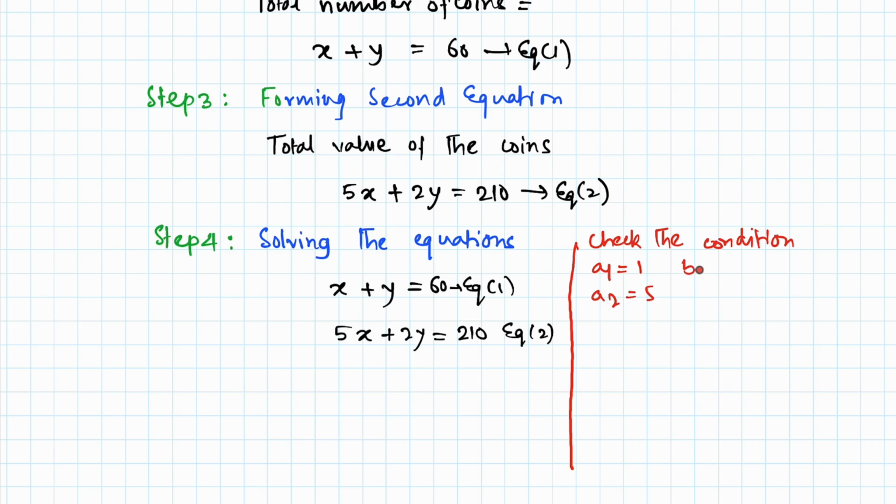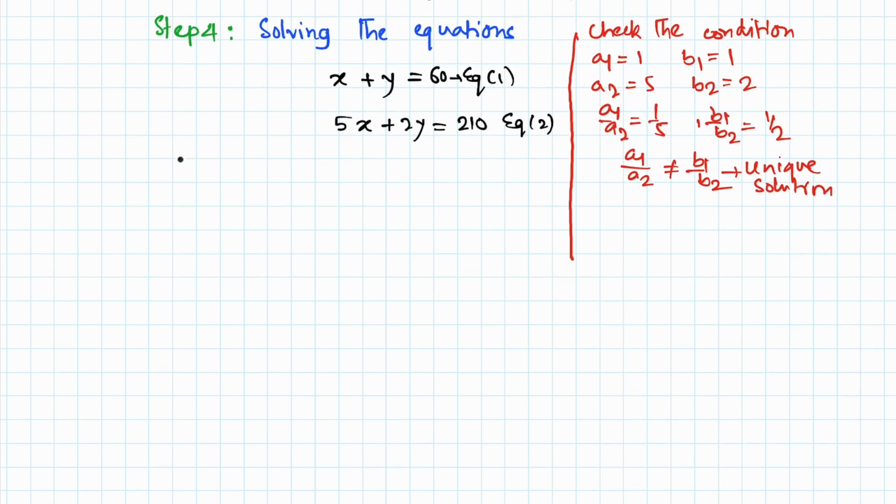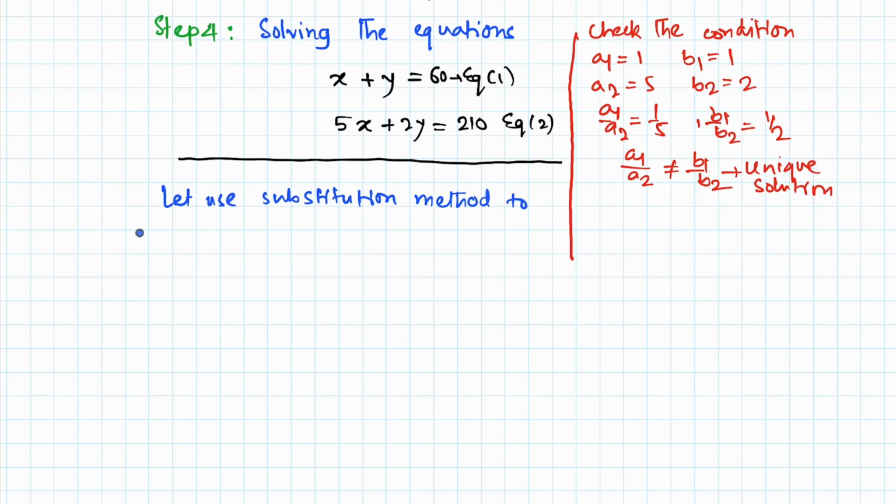A1 equal to 1, A2 equal to 5, B1 equal to 1, B2 equal to 2, A1 by A2 is 1 by 5, and B1 by B2 is half. So A1 by A2 is not equal to B1 by B2. So this gives us a unique solution. That means we can get the solution from this problem. Now let's use the substitution method here instead of the elimination method to solve the above equation.